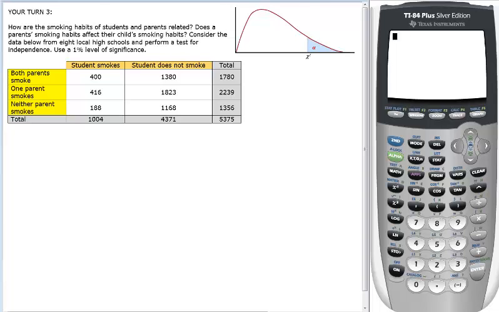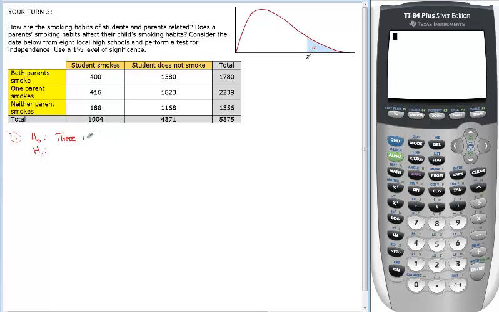The first thing we're going to jot down is our null. The first step, as you know, is the null and alternate hypothesis. So step 1. What is the null, H0, and what is the alternate, H1? The null hypothesis, basically, we're going to say there is no relationship between the smoking behaviors of parents and students. So let's write it like that.